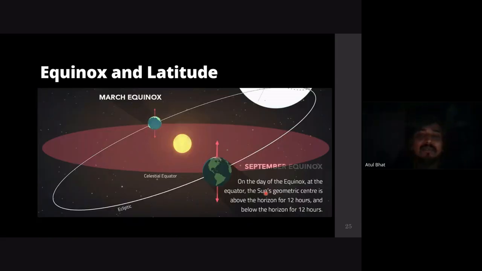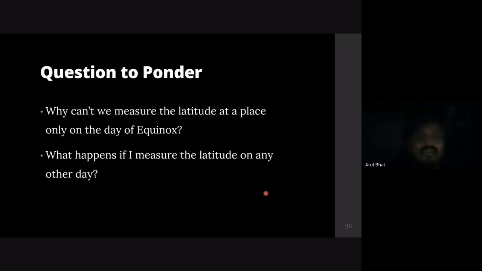So equinox and latitudes is something that is done very commonly, but you need to ask a few things like, why am I stressing on this day of equinox? Why can't I measure this on any other day? I've actually explained this fact. This is because of the angular tilt of the Earth and the planes not matching, which is fine.